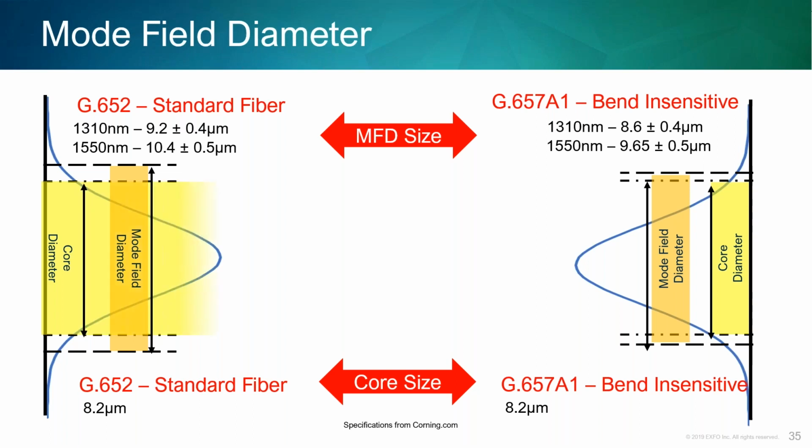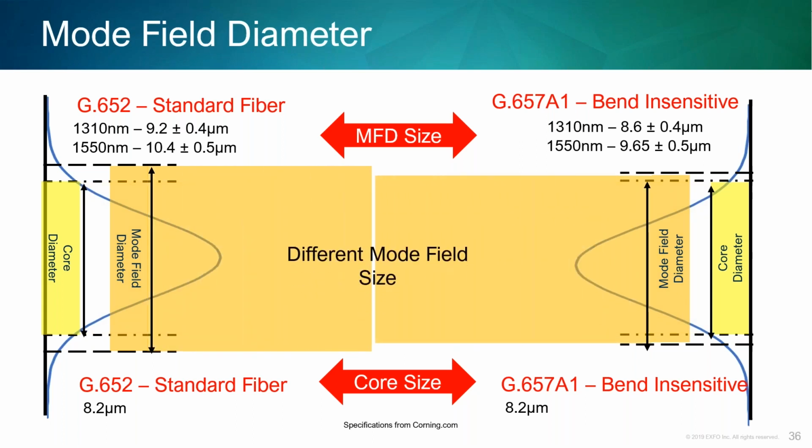So the core size between these two types of fibers is very similar, about 8.2, 8.3 microns in that range. So there's not a core mismatch. That's why you'll see the specs on these say G.652 compliant, because it is. But what's different is the mode field diameter. So when you're going from G.652 standard fiber to bend insensitive fiber, the signal changes the way it travels within the glass.